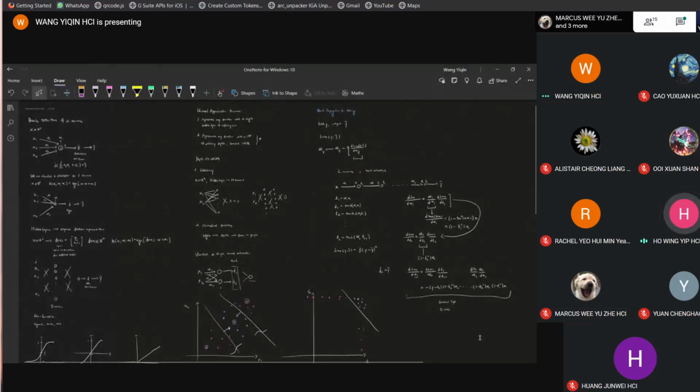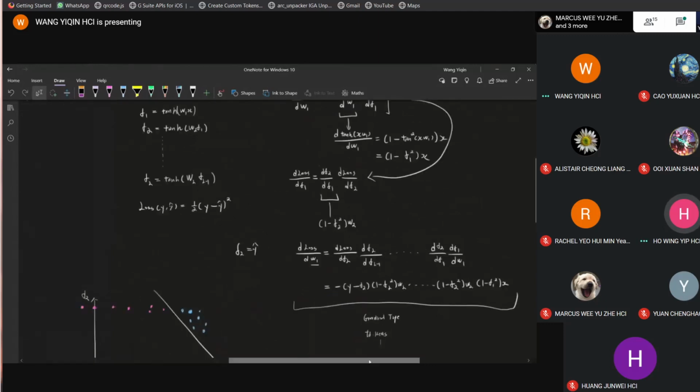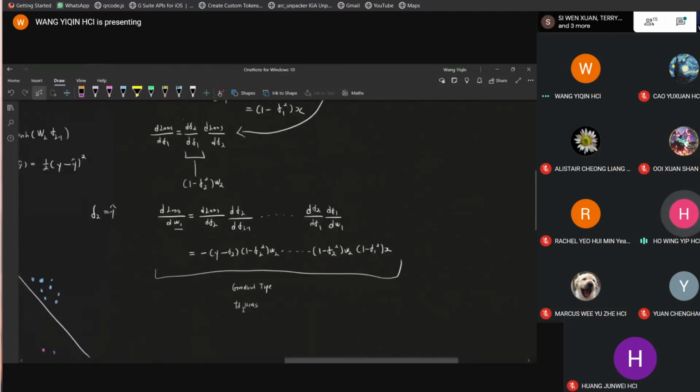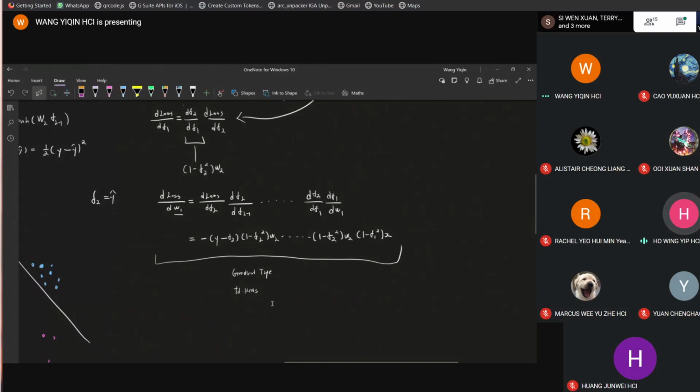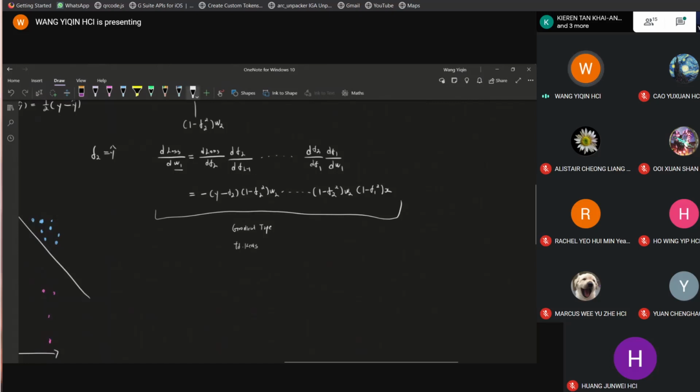Wait, so to take the derivative for a certain weight in, say, the Lth layer, you don't have to take the derivative of anything before it? No, because it's not dependent on the derivatives before it. So if you have a neural network that looks something like this, and you're interested in one of the weights in this layer, you only have to care about whatever goes after that. So all these things you can just ignore.